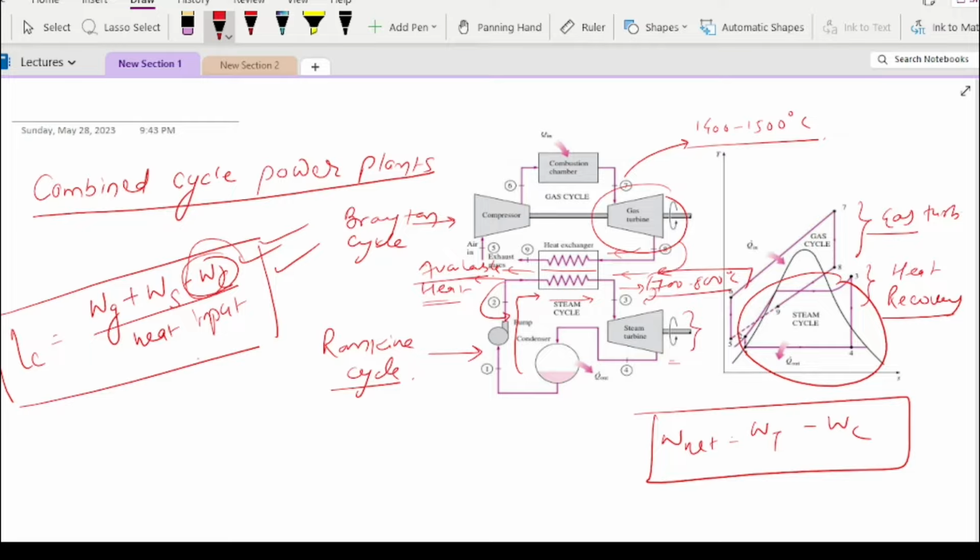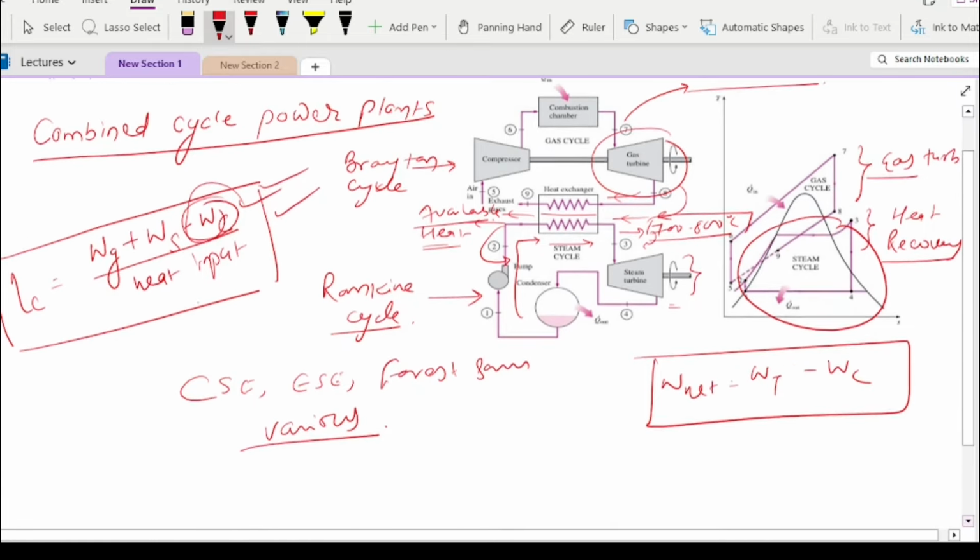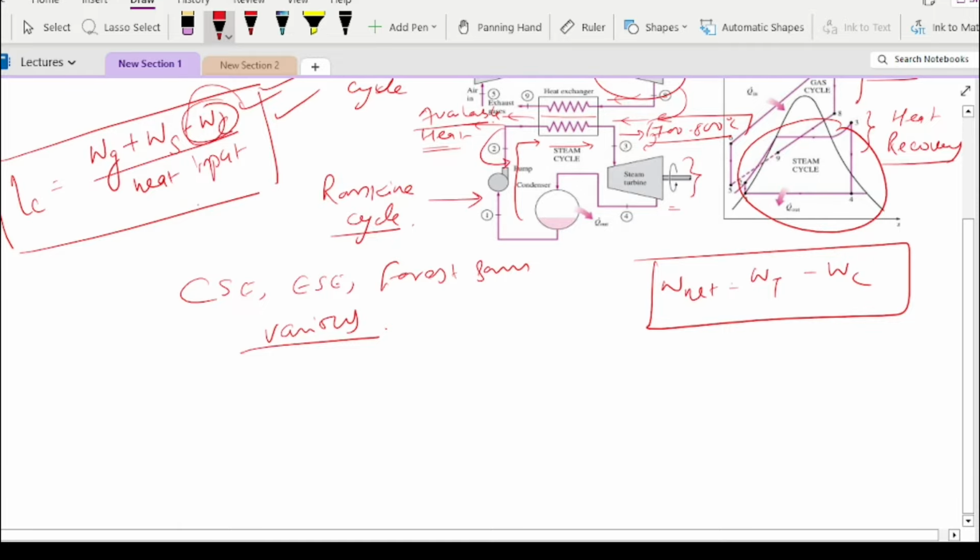Combined cycle power plants are one of the most important topics, as numericals are continuously being asked in civil services examination, engineering services examination, forest services, and various university examinations. So this was the basic of combined cycle power plants.